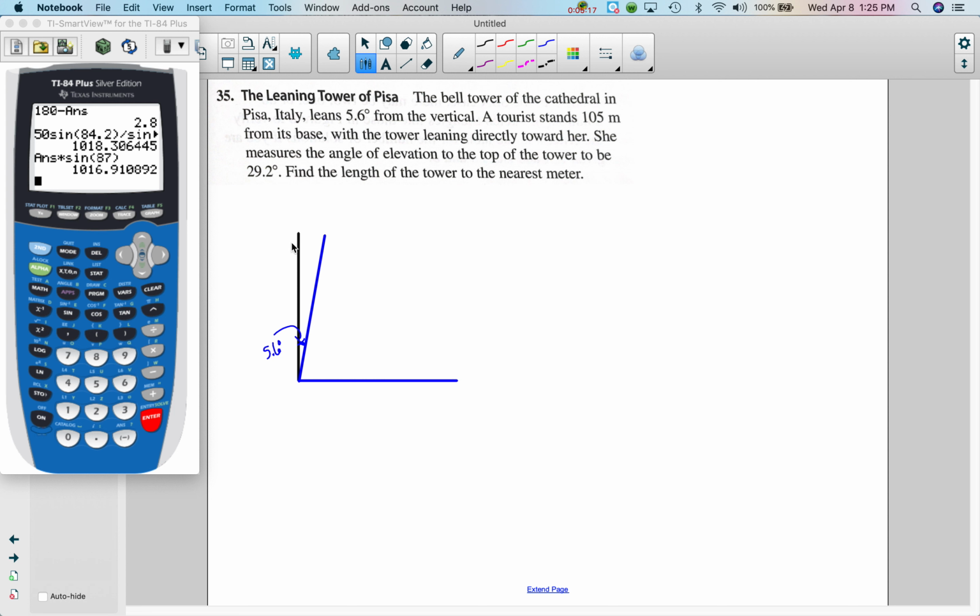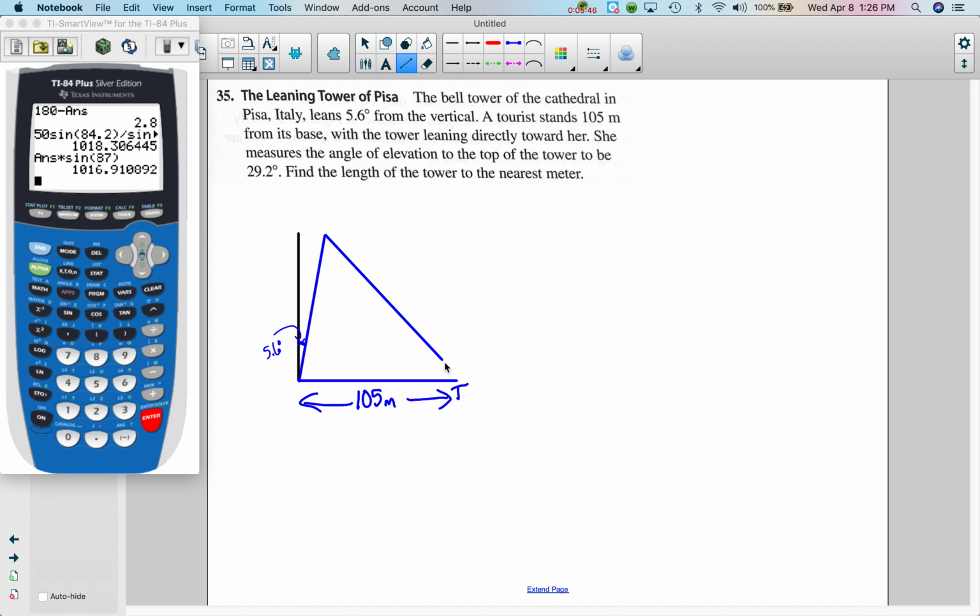So I've drawn in black a vertical line, and then this blue line here represents the Leaning Tower, and it's 5.6 degrees from vertical. A tourist stands 105 meters from its base. So I'm going to let that be this part here. So here's my tourist. So this is standing from its base. And she measures the angle of elevation to the top of the tower to be 29.2 degrees.